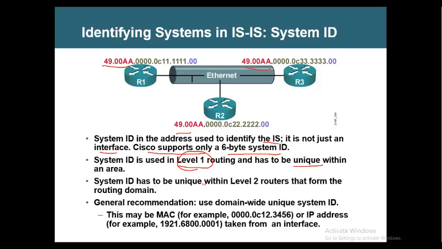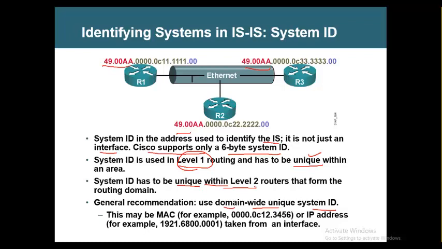System ID has to be unique within a level 2 router. So it's the same rule. It needs to be unique within an area. It also needs to be unique within an L2 router. Next, the general recommendation: use a domain-wide unique system ID. So what they are saying is, not only within an area, throughout the ISIS domain, try to use only a unique system ID. Don't give the same system ID to two different routers when they are in different areas.